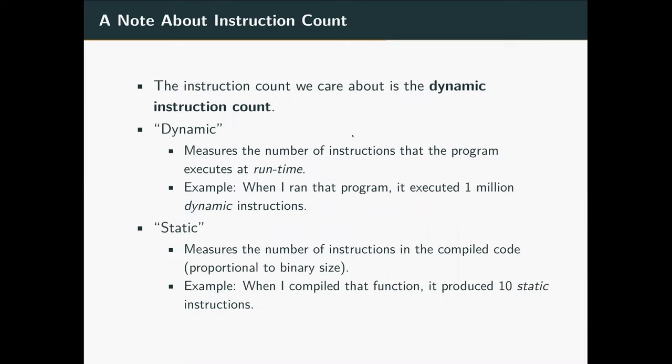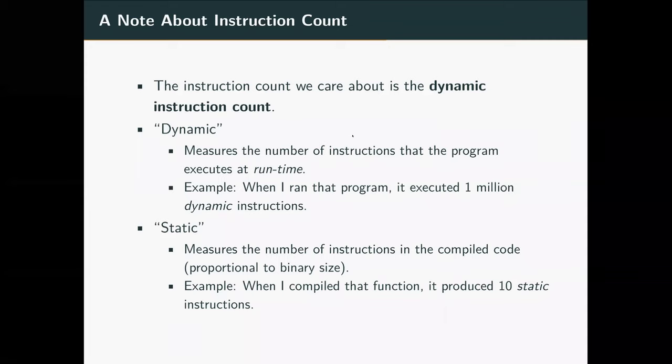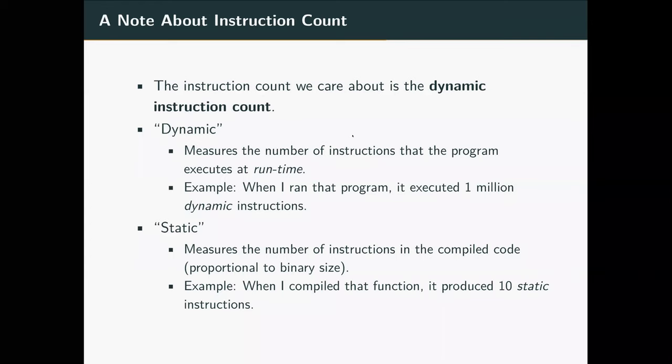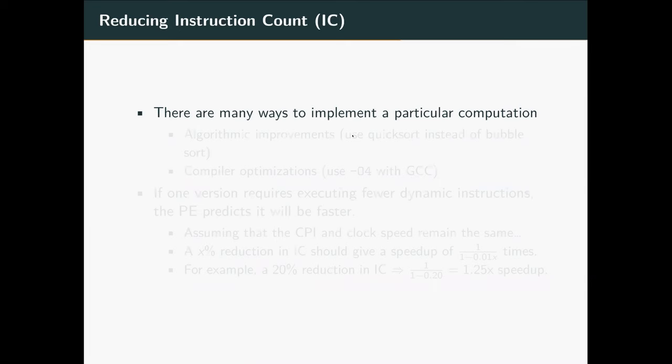We talked about instruction count. Specifically, the difference between dynamic and static instruction count. Dynamic is the one we care about. It's the actual number of instructions that get executed. Static is just your compiled binary, the number of instructions inside of that. And that's not very useful to us, right? If you have a for loop that goes to 10 million and there's one thing inside of it, the static count is going to be very low. Dynamic is going to not be very low. Okay.